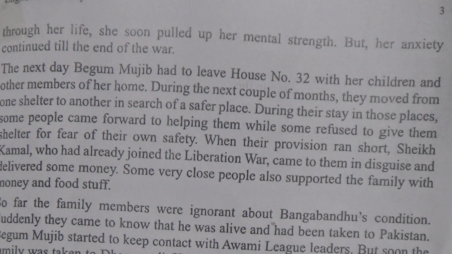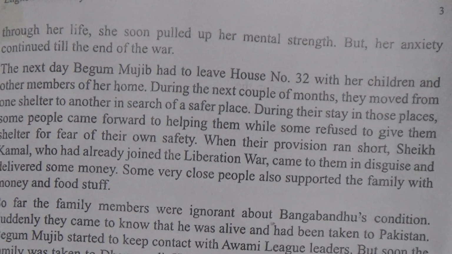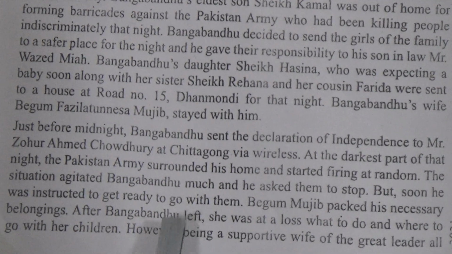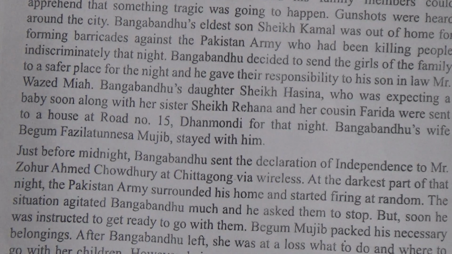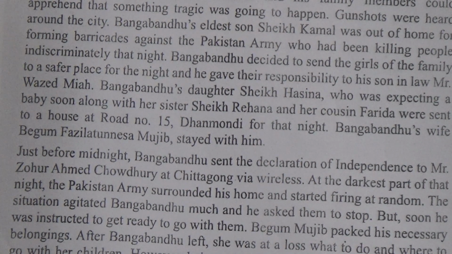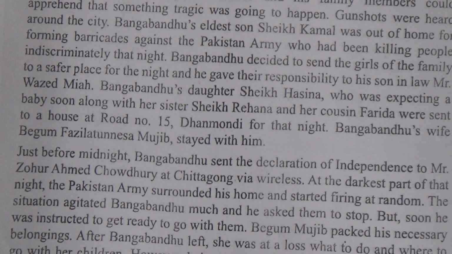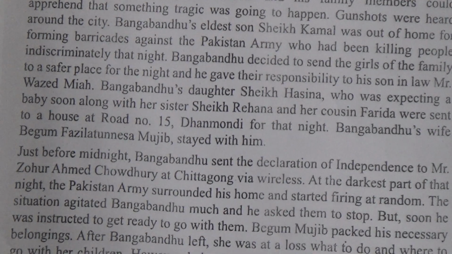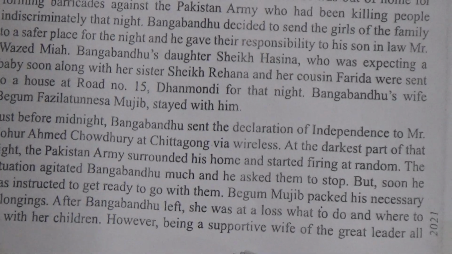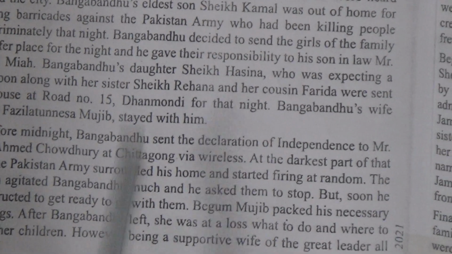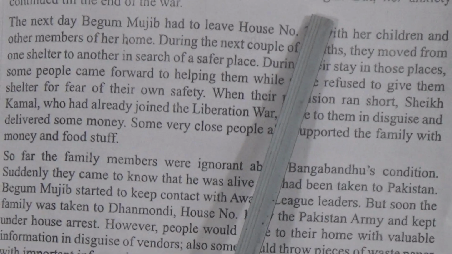So on the night of 25th March, Bangabandhu was arrested by the Pakistan army, and later he was sent to jail. And at that time, Begum Fazilatunisa Mujib, the wife of Bangabandhu Sheikh Mujibur Rahman, was at a loss, and she could not think about anything. But as she was the wife of Bangabandhu, she was so supportive, and as a leader, she maintained everything with mental strength.